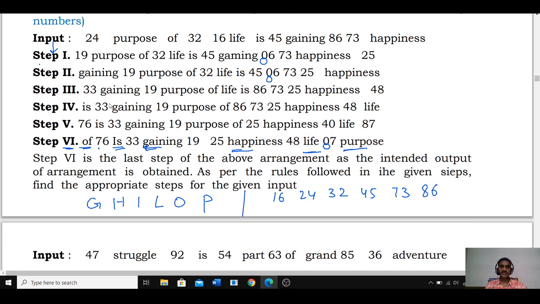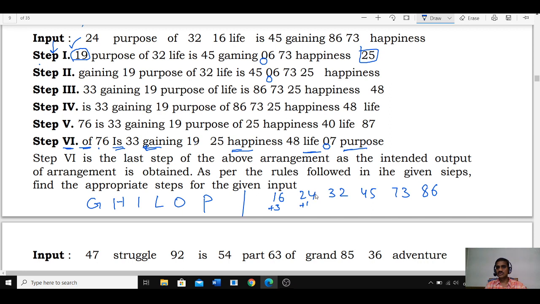Then input to step 1 ఏమవుతుందో చూడండి. First number 16 plus 3 అయ్యింది. 16 plus least number 3 is added and arranged at the first place. And the next number plus 1 at the last place. First 2 numbers, the least 2 numbers were taken. Least number at the first place, 3 is added. Now here 1 is added to the next number. All the remaining words, purpose, 32 life, 45 gaining, isn't it? Gaining 86, 73 happiness are as it is.